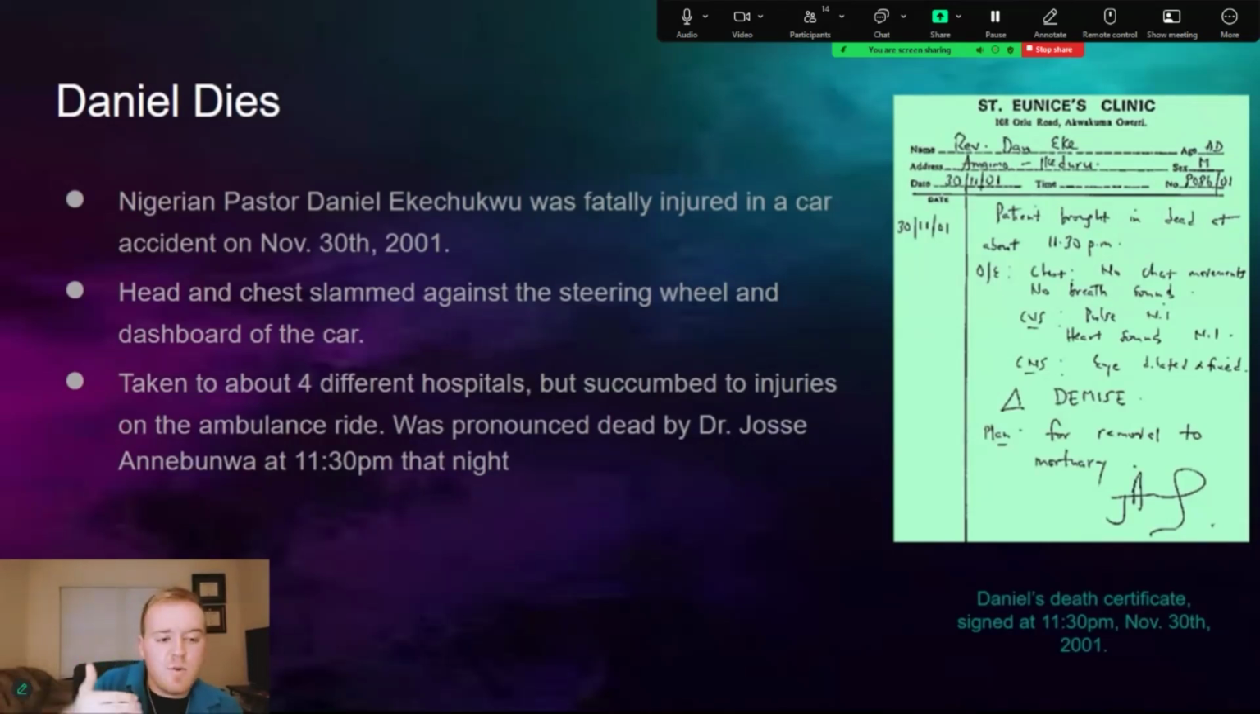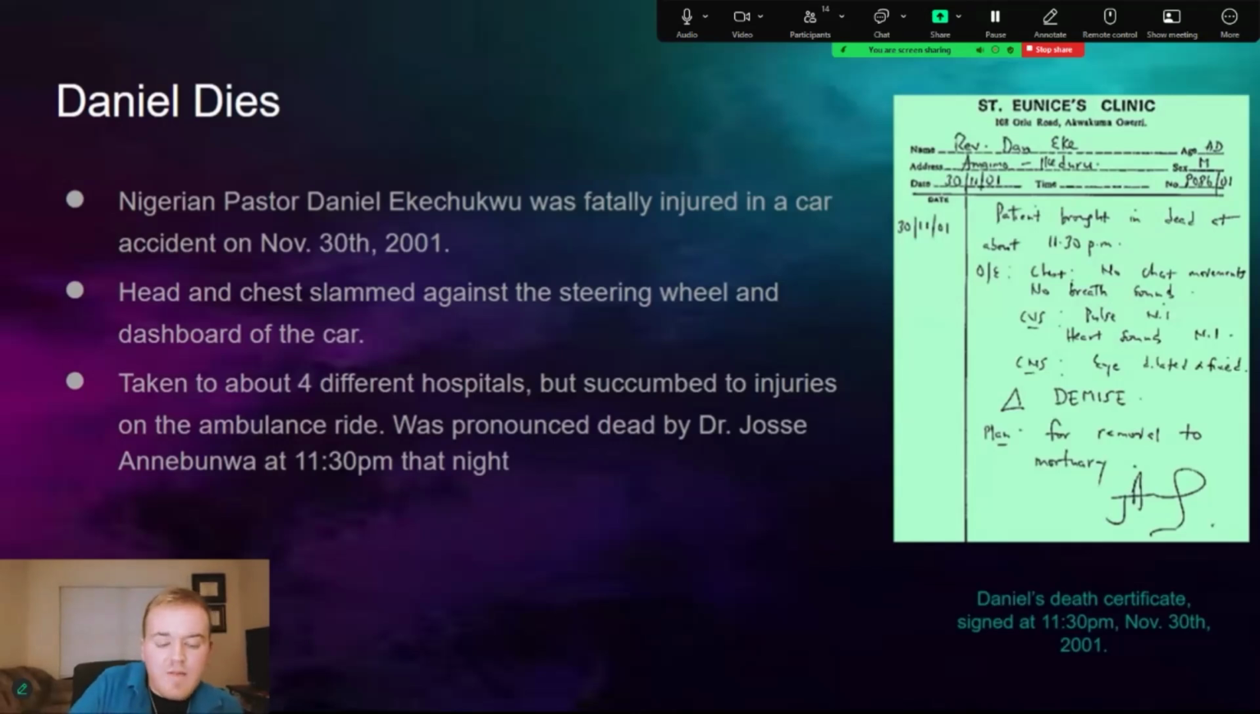So anyway, he's severely injured, so they take him to the hospital, and they kind of go around to different hospitals. He wants to go to this particular one, but there's closer ones, but he gets turned down, and there's a whole long process. But he dies on the way in the ambulance, or at least is assumed dead, and by the time they get to the last clinic at St. Eunice's, he's pronounced dead at 11:30 p.m. that night. And the death certificate is signed, which I have pictured here. And the doctor is Jose Anabunwa, signed there.